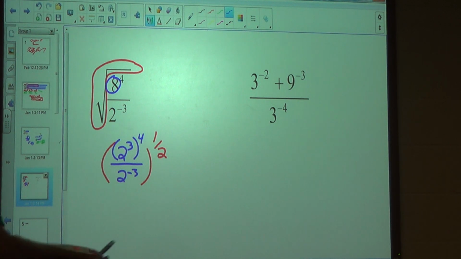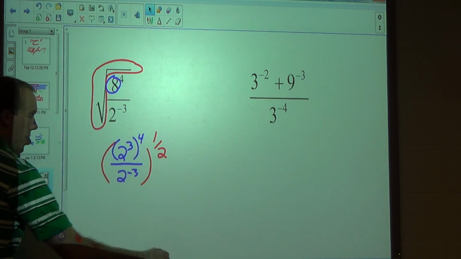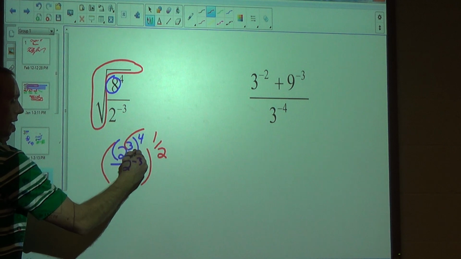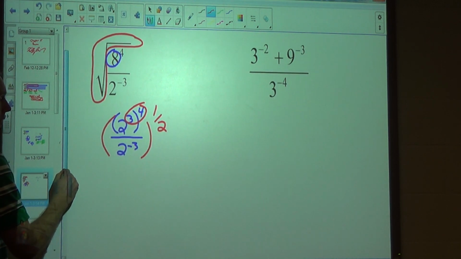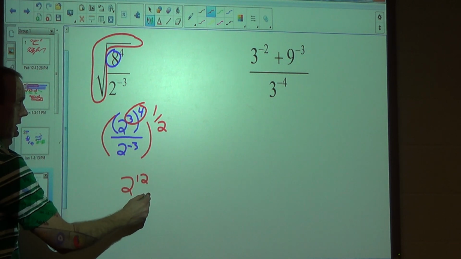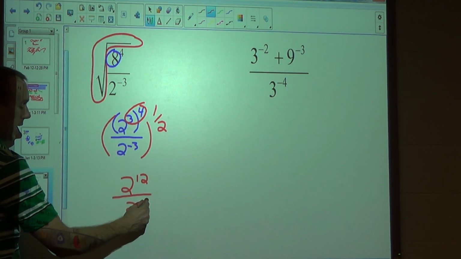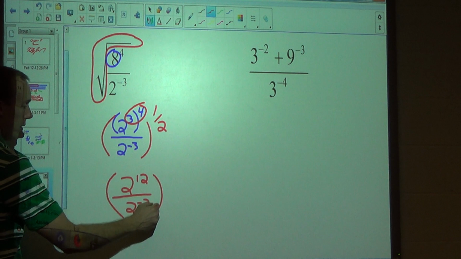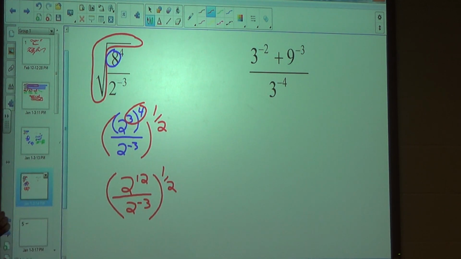Okay, what do you have up here right now? Power to power, you see that right here? So what would that turn into now? 2 to the 12 over 2 to the negative 3 to the half. PEMDAS says we still want to simplify inside.